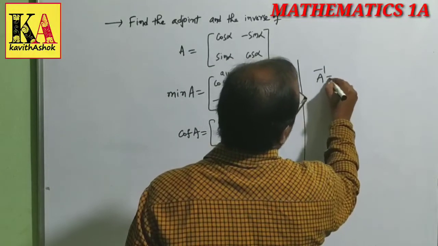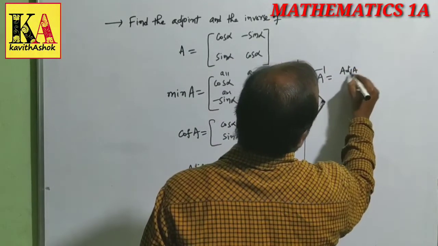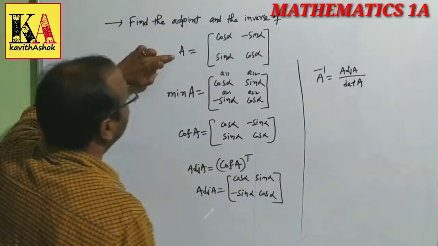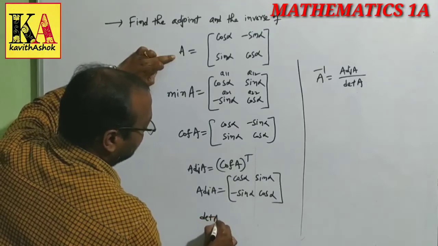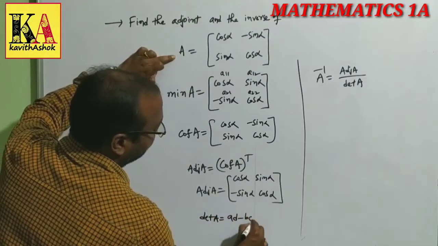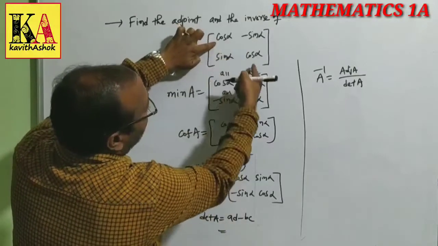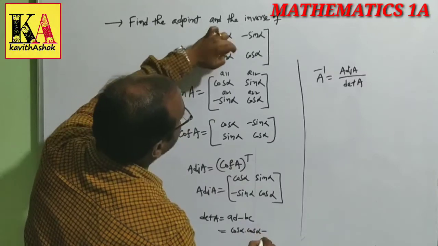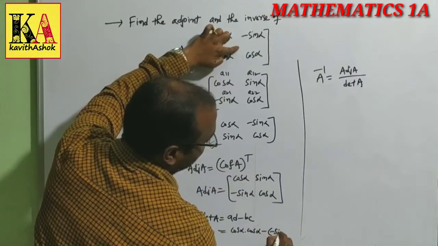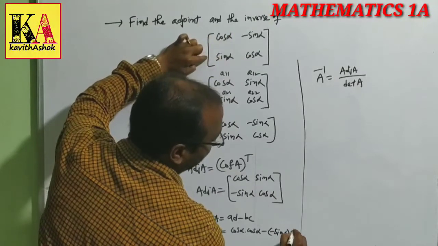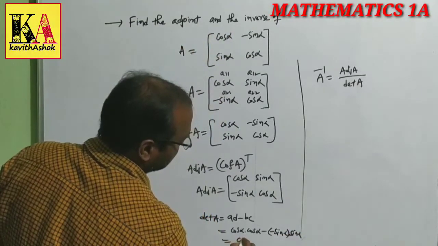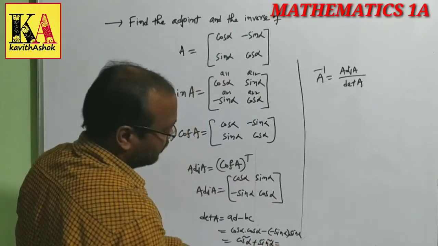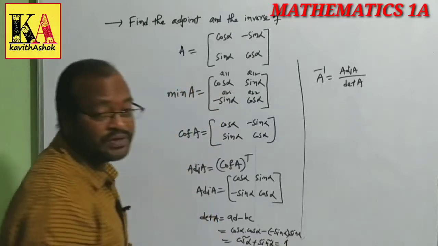A inverse is equal to adjoint of A by det A. Adjoint A is already there, and we will find det A here. Det A is equal to AD minus BC according to the formula. AD is cos alpha into cos alpha, minus BC, which is minus sin alpha into sin alpha. Now this is cos square alpha, minus of minus, plus sin square alpha. Cos square alpha plus sin square alpha is equal to 1. This is the first identity.